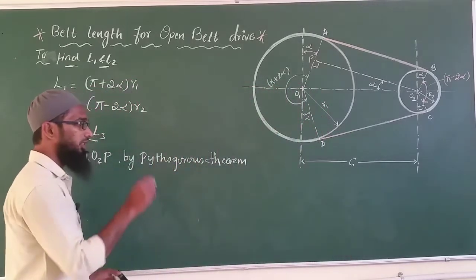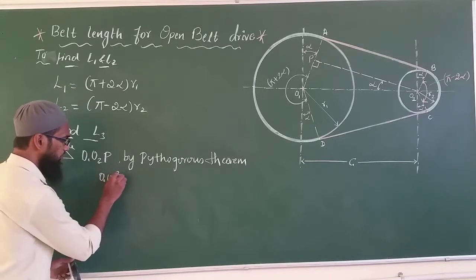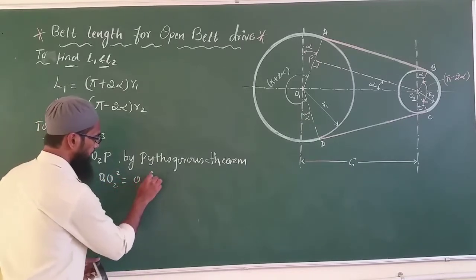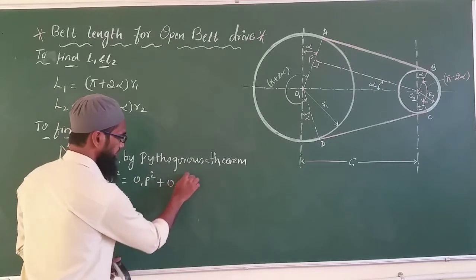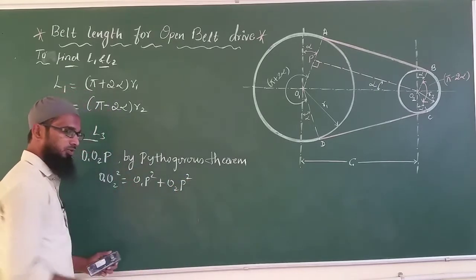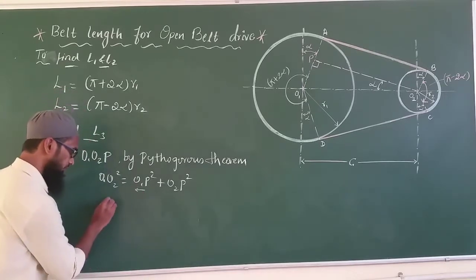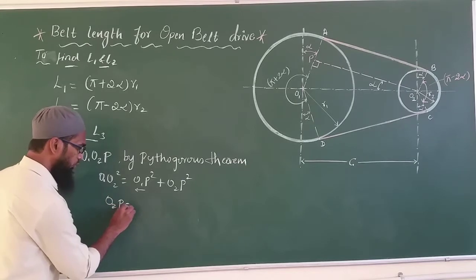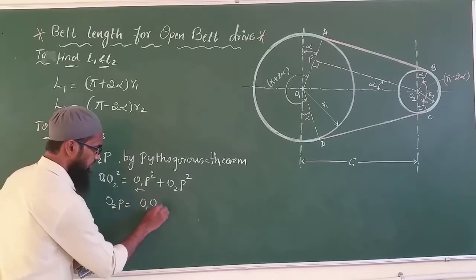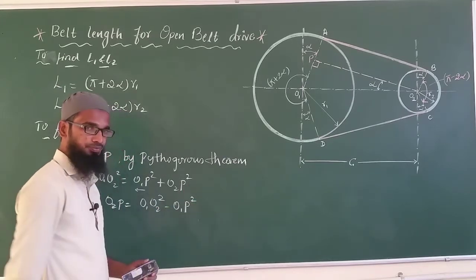Now from this, if I apply the Pythagoras theorem, we get that O1 O2 square is equal to O1 P square plus O2 P square. But I need to find out what O2 P is here. So if I take this term to the left hand side, I can get that O2 P square is equal to O1 O2 square minus O1 P square.